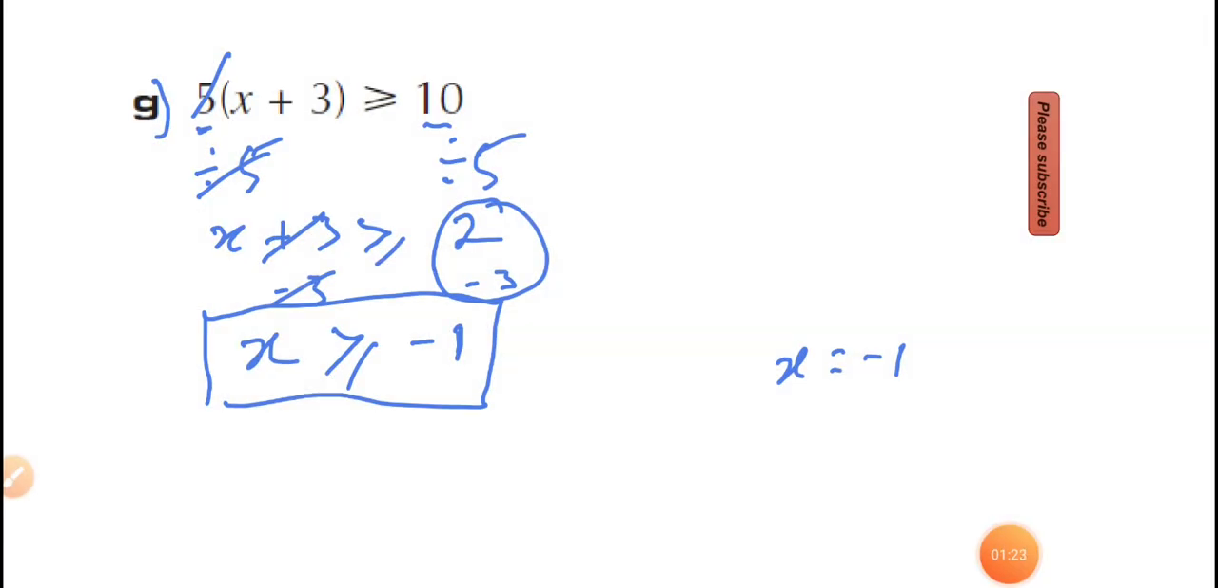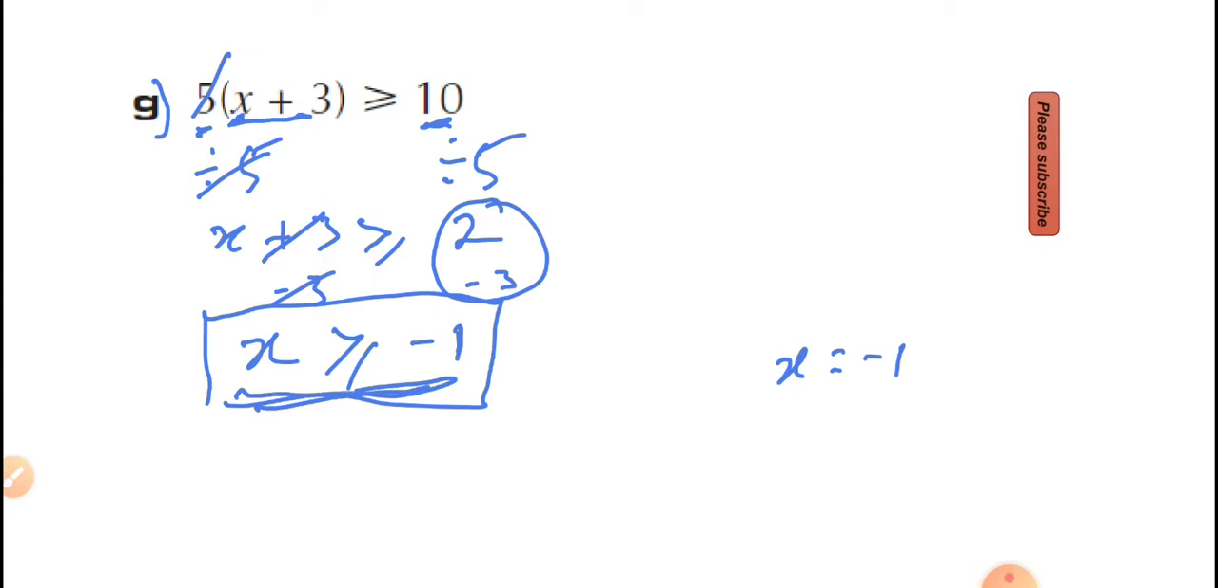And as I said previously, you can always check your answer by substituting this value in. So if we said x was minus 1, well, minus 1 add 3 would make what's inside the bracket 2, and then you do 2 times 5 is 10. So therefore it looks like our answer was correct. You can always substitute your x value back in to check that your answer was right.